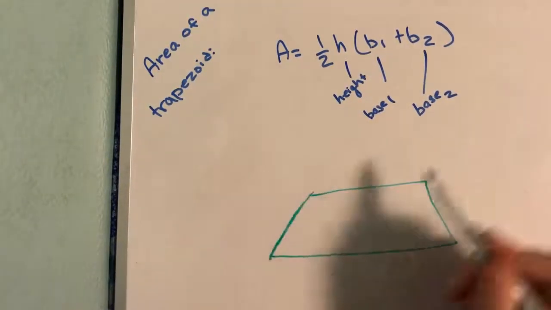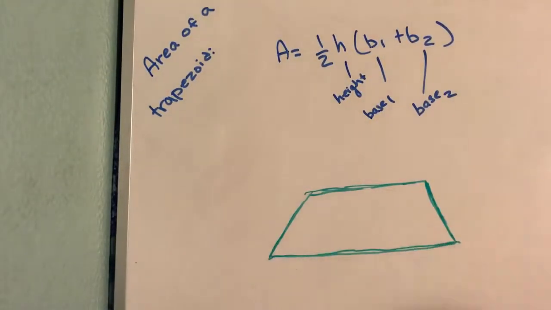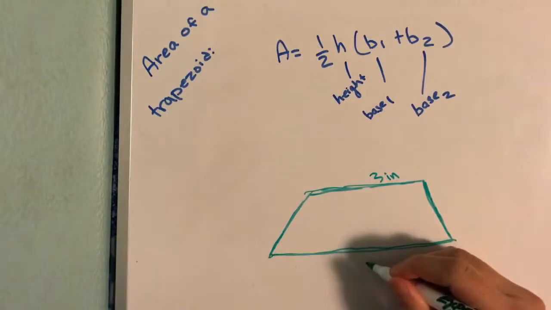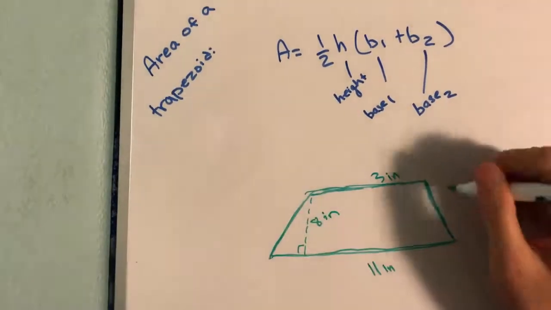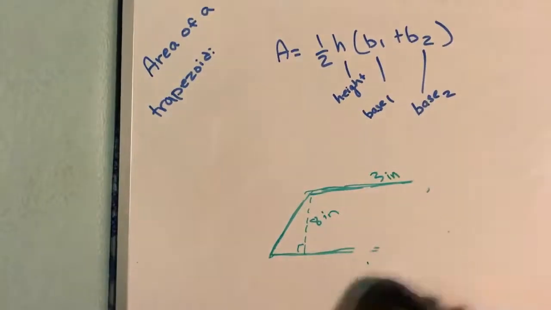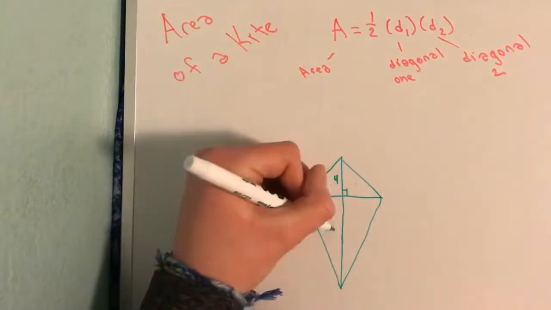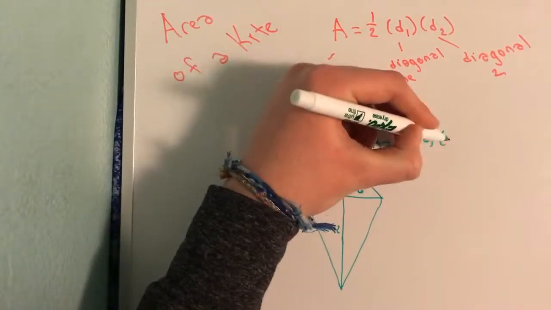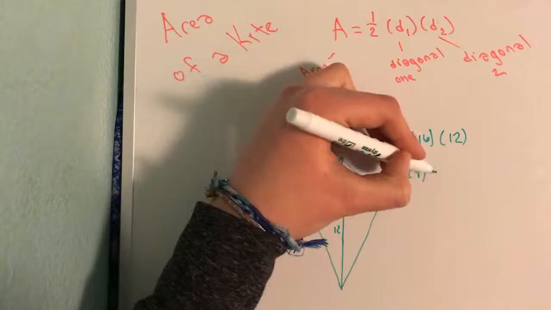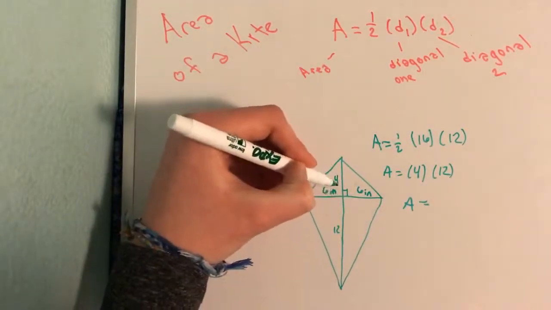To find the area of a trapezoid, multiply half of the height by base 1 plus base 2. Here's another example. The area of a kite is area equals 1/2 diagonal 1 times diagonal 2. Here's an example.